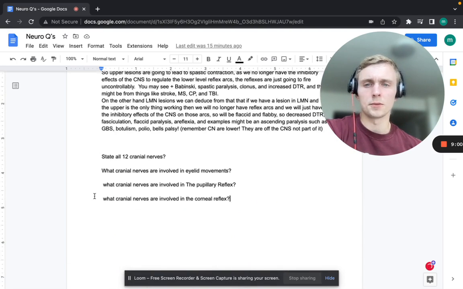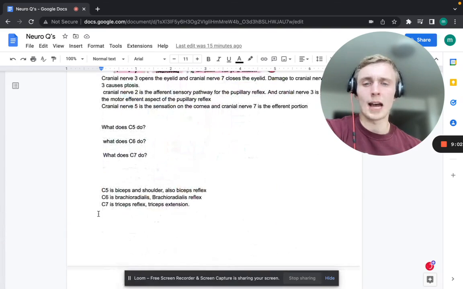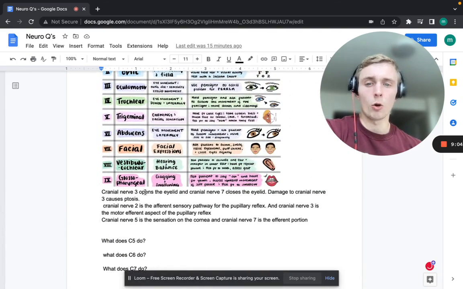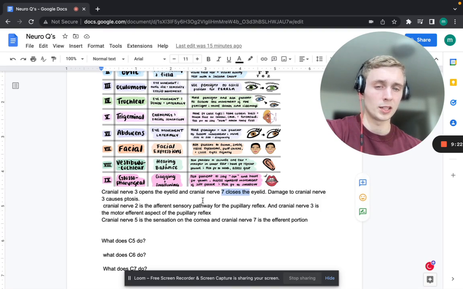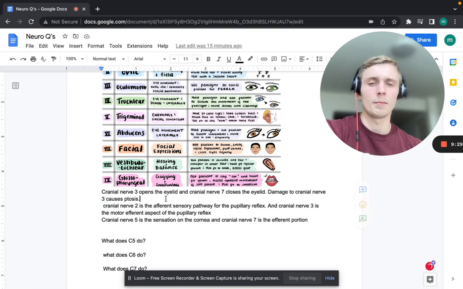So we asked the question, what cranial nerves control eye movement? Cranial nerve 3 opens the eyelid, the oculomotor, but cranial nerve 7 closes the eyelid. Damage to cranial nerve 3 causes ptosis, so the eye's going to be basically stuck shut. However, if we have damage to cranial nerve 7 that closes it, like in Bell's palsy, the eye's going to be stuck open. So if it's stuck shut, it's going to be a ptosis, and that's cranial nerve 3 palsy. But if it's stuck open, that's cranial nerve 7.